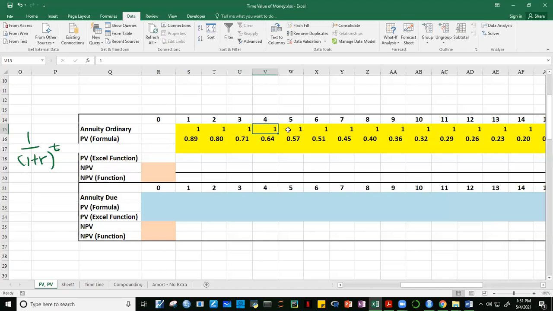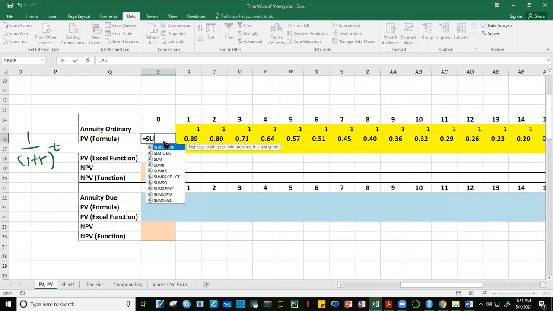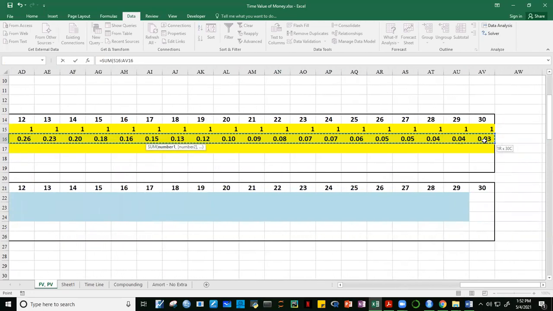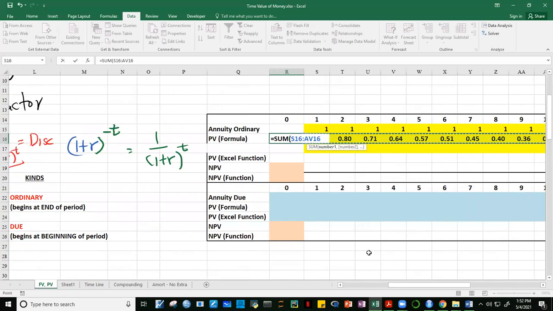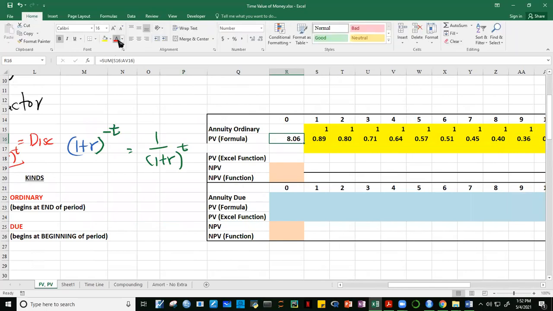Hindi pa pwede yan. Kasi, this is 1 after 1 year, ito, 1 after 2 years, 1 after 3 years, etc. Ito, lahat converted na to into PV, kasi ginamit natin yung formula na PV. So this is 0.89 now, 0.8 now, 0.71 now, 0.64 now. So lahat yan now, therefore, pwede natin i-add lahat yan. So is equal to sum, i-add natin lahat, hanggang dulong dulo. Pwede yun. That does not violate the time value of money. Okay? Enter.